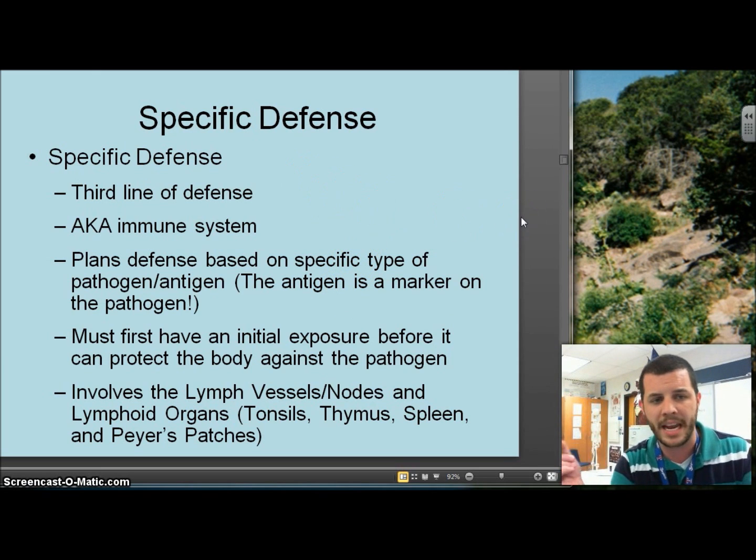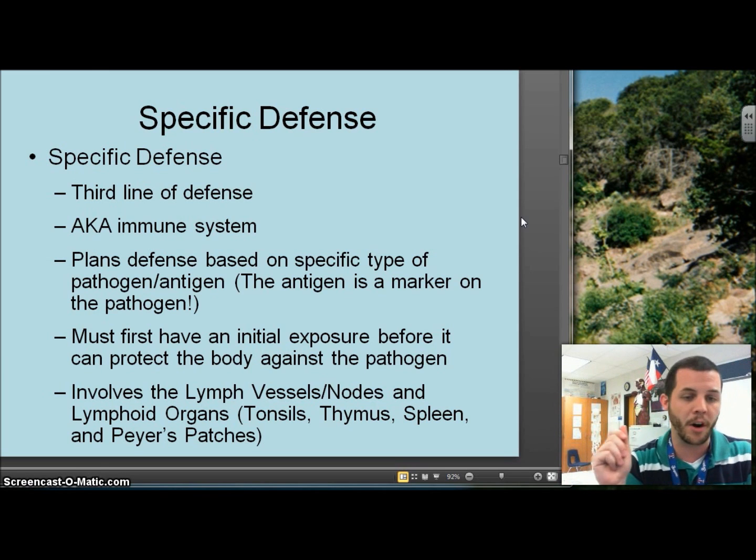Remember we talked about antigens when we talked about red blood cells, and how red blood cells have A antigens and B antigens and Rh antigens. Pathogens also are going to have specific antigens. With specific defense, our body is going to recognize antigens which are on pathogens. Before we can do that, we have to have an initial exposure.